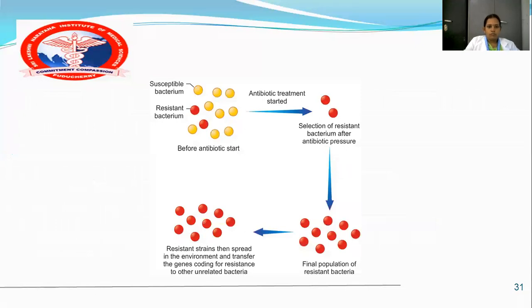See, here, this is the sensitive bacterium marked in yellow. This is the resistant bacterium before antibiotics start. After the antibiotic treatment has started, there is selection of resistant bacteria under antibiotic pressure. So the final population will increase. It won't decrease, even though the susceptible bacterium will become resistant bacterium.